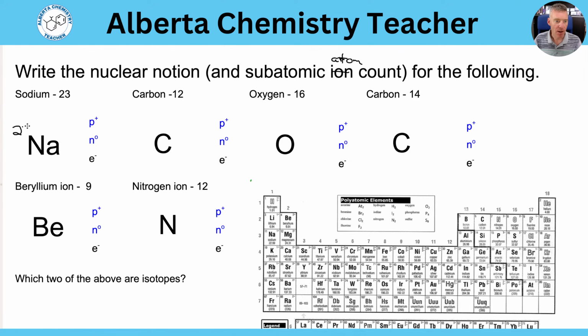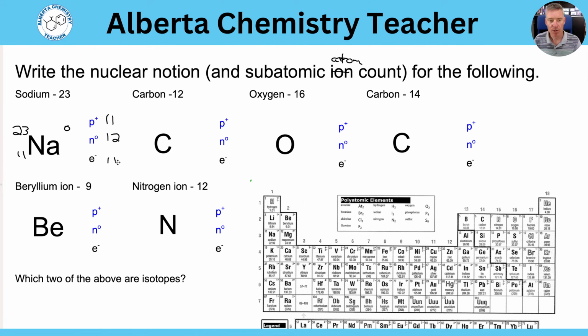For the following. So for sodium, 23, I already put the symbol in. So this is our mass number. And that's atomic number 11, and there's no charge. I'll just put that in for emphasis, though you should have left that out. So protons would be 11, neutrons would be 12, and electrons would be 11.